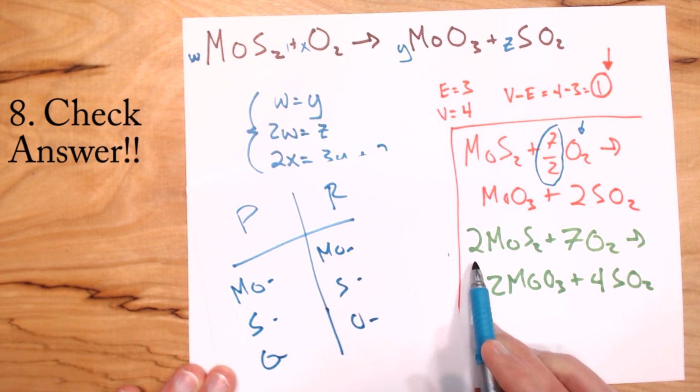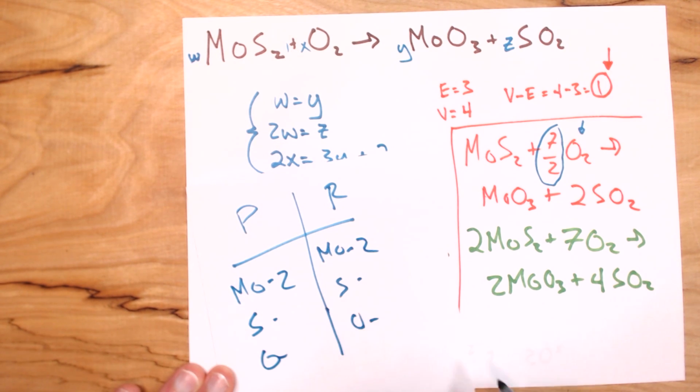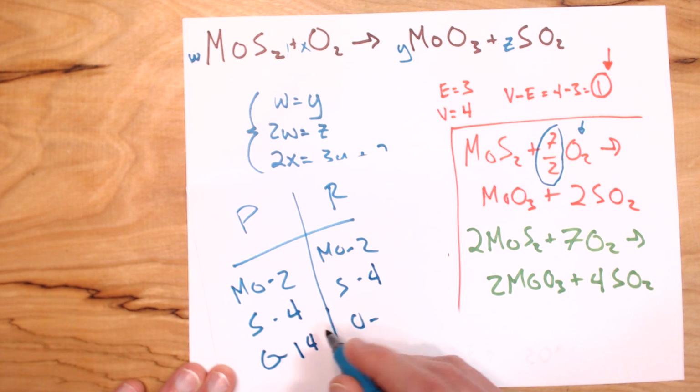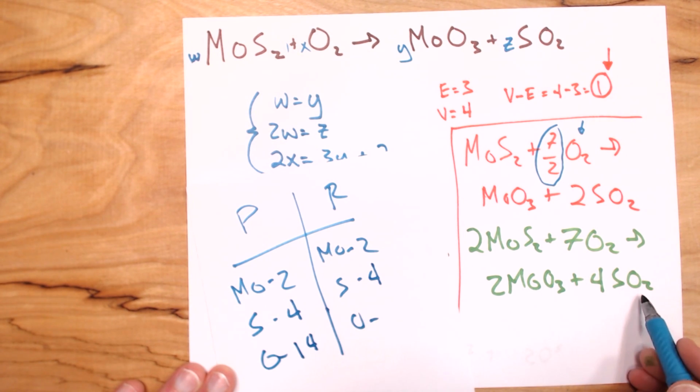All right, so I see 2 Mo's here, 2 Mo's there. I see 1, 2, 3, 4 sulfurs here, and I see 4 sulfurs there. I see 14 oxygens here, and I see 6 plus 8, which is 14 oxygens. So there you go.